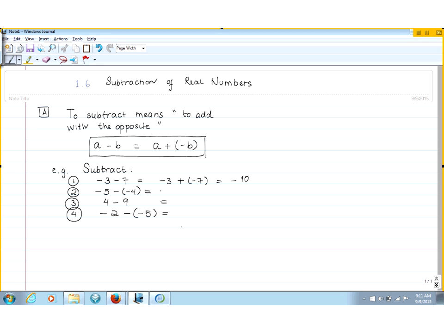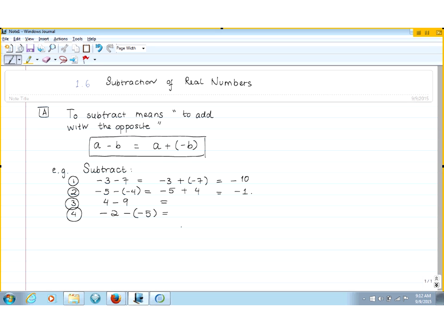Now, number 2. What is negative 5 minus negative 4? This one we should rewrite. So negative 5 plus 4, addition with the opposite. The opposite of negative 4 is 4. So what is negative 5 plus 4? Negative 1. Done.